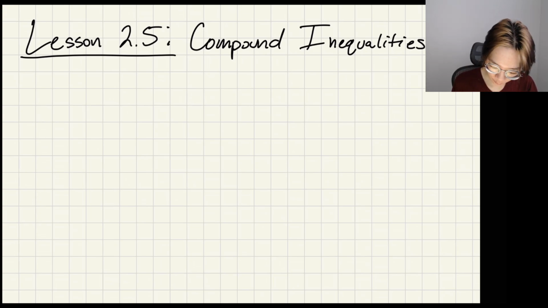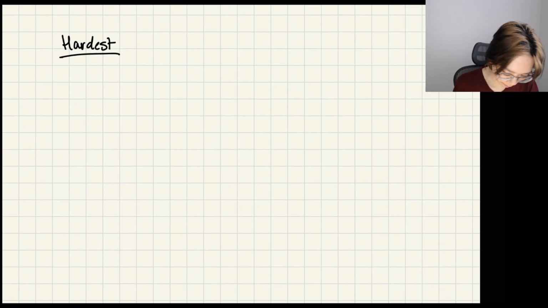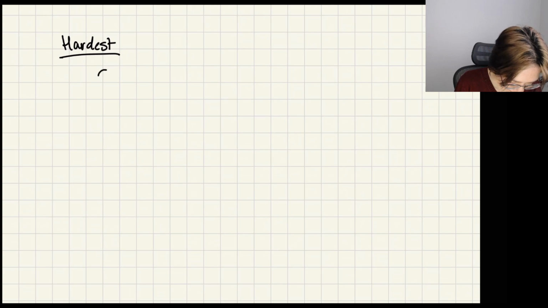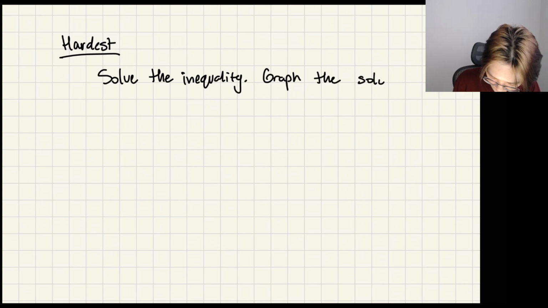Alright, lesson 2.5, compound inequalities. As per usual, let's get started with the hardest problem. Solve the inequality, graph the solution.